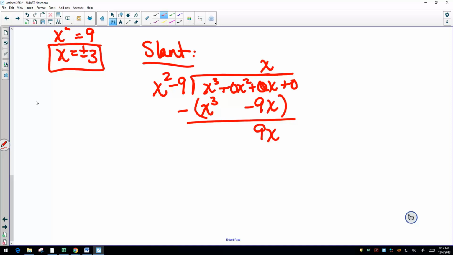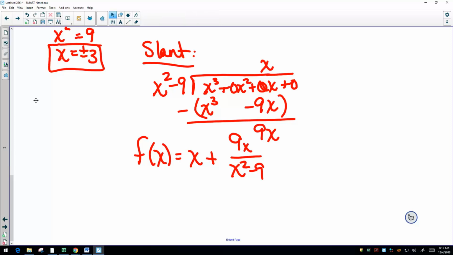So if I were to look at this function and rewrite this in fractional form, this would give me the answer of x plus, our remainder here would be 9x divided by the divisor of x squared minus 9. So that's just writing the answer in fractional form, maybe looking at it in a different form. But now where in the heck is the slant asymptote coming from? Well, your slant asymptote comes from what you get when you divide. All right, so I could say here your slant asymptote is going to be the equation y equals x.